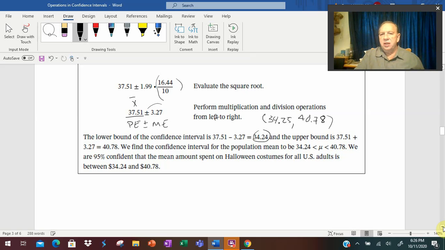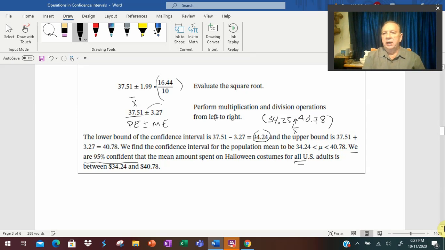I'm writing mu here. Notice that X bar is right in the middle. Okay, I know what X bar is. The population mean, I do not know. And this is where it could be anywhere based on this 95% confidence. It could be anywhere between 34.24 and 40.78. And here's the statement that I said later on we're going to add. We are 95% confident, so we always add the confidence in there because this depends on the confidence level. We are 95% confident that the mean amount spent on Halloween costumes for all U.S. adults, now we're talking about the population, is between 34.24 and 40.78.